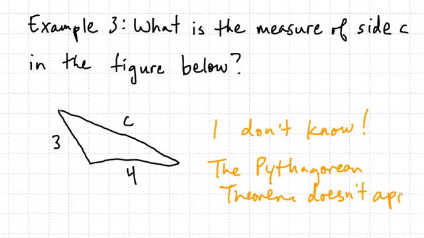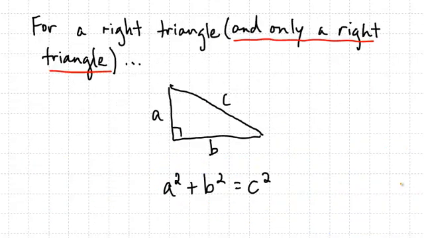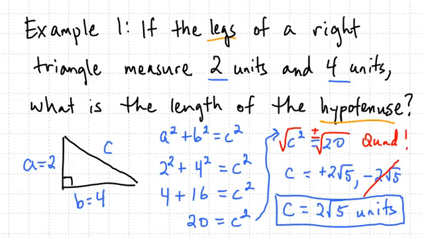Okay. If you remember, the Pythagorean theorem only works with right triangles. Okay? The Pythagorean theorem only works with right triangles. Any other triangle, we're going to have to use other methods to solve, and really, you won't be learning those methods until 9th or 10th grade.